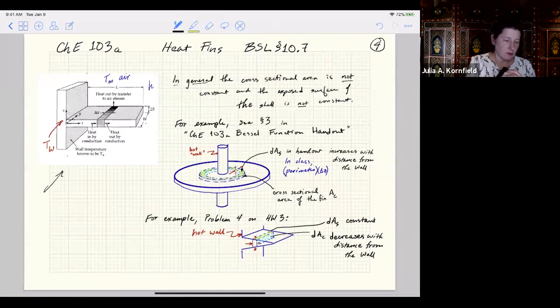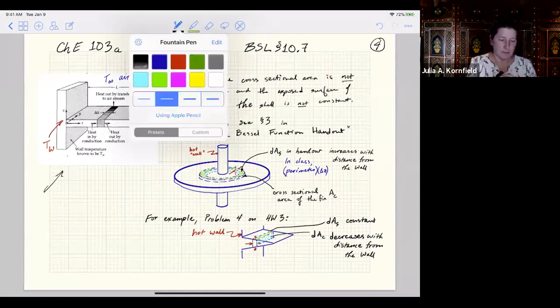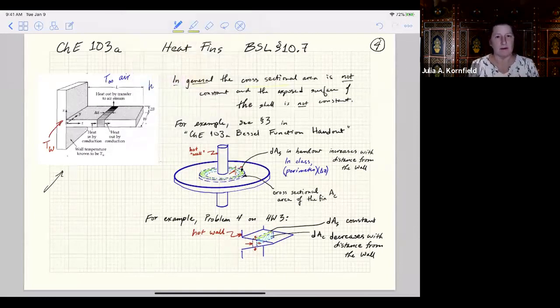So in general, the cross-sectional area of a fin is not constant, and the exposed surface area of the shells as we're doing the shell balance is also not constant. So for example, if you look at a handout that's uploaded on Canvas, Chemi 103A Bessel function handout, it starts out with the usual Bessel function, then the modified Bessel function.